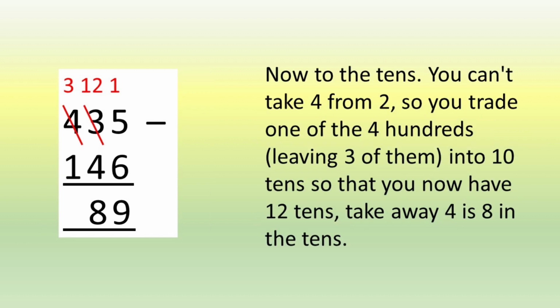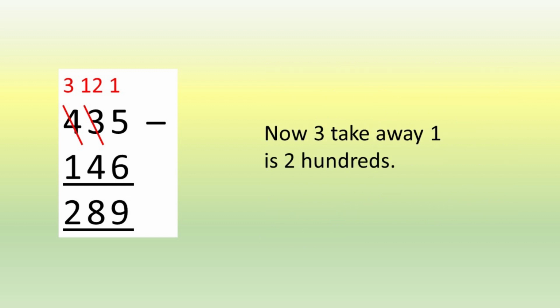Now to the tens. You can't take 4 from 2, so you trade 1 of the 4 hundreds, leaving 3 of them, into 10 tens. So that now you have 12 tens. Take away 4 is 8 in the tens. Now 3 take away 1 is 2 hundreds.